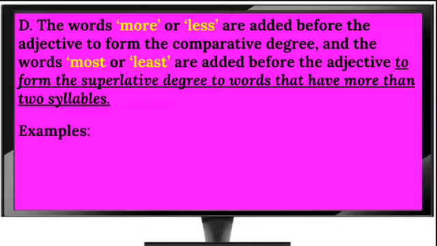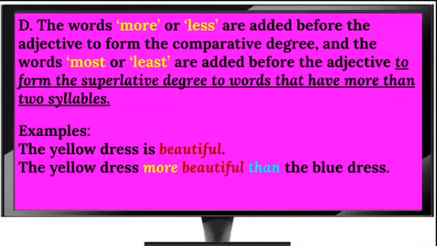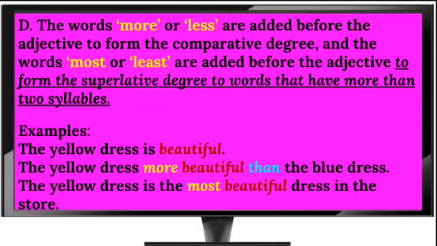Our examples. The yellow dress is beautiful. Beautiful is a three-syllable word. That's the positive. Now let's go to our comparative degree. The yellow dress is more beautiful than the blue dress. So here we have our more being used, now comparative. And our superlative, the yellow dress is the most beautiful dress in the store. So most, our superlative degree.